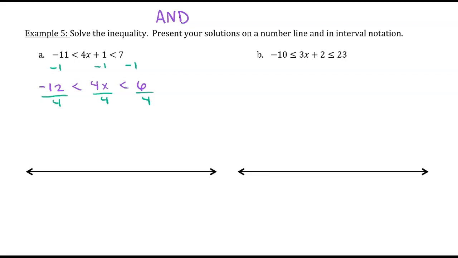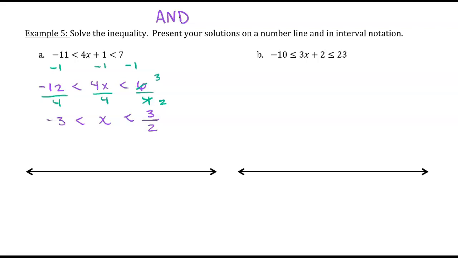Negative 12 divided by 4 is negative 3. 4 divided by 4 is 1, so we just have x in the middle. And 6 divided by 4 we can simplify by dividing both top and bottom by 2. 2 goes into 6 3 times, 2 goes into 4 2 times, and so we have 3 over 2. Now we have solved this compound inequality. We have isolated the variable.